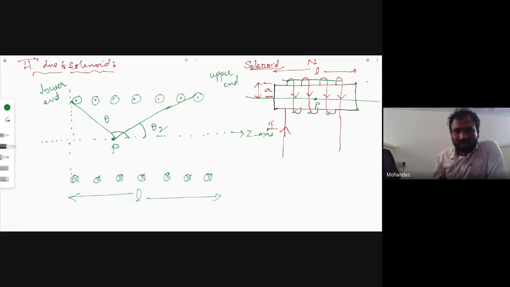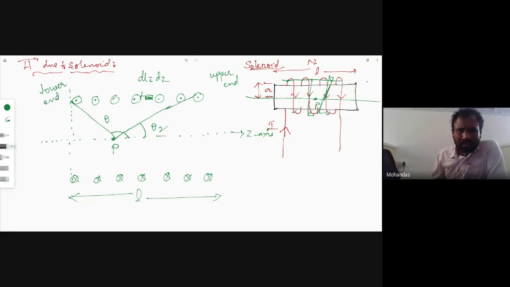So here, instead of taking the total length, what is the procedure we are following? You have to take a differential length dl at this particular point. The total length is L. Here I am taking a differential length dl. So dl equals dz. At this differential length dl, there are circular loops and there is a spacing between the circular loops.